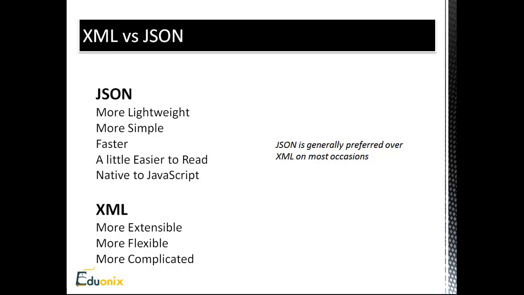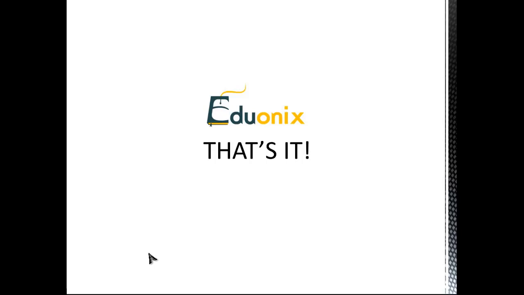XML, while more complicated, is more extensible and more flexible. It offers more compatibility between systems. But in general, just for data retrieval and different APIs and stuff like that, JSON is generally preferred over XML on most occasions. So that's it. JSON's pretty simple to use, and we'll be using it in this chapter.